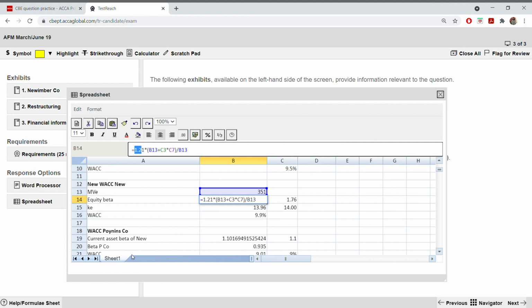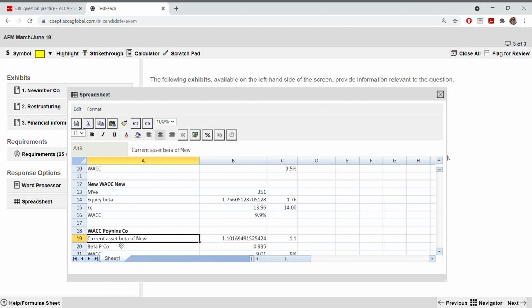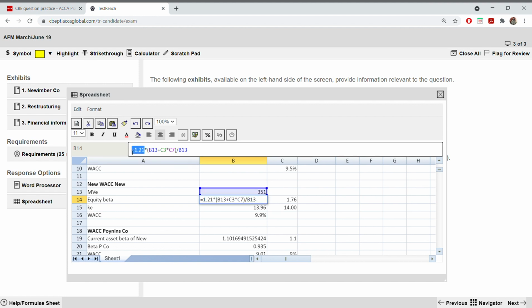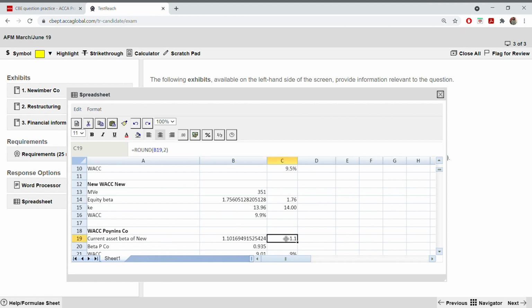So this was your asset beta. Okay. Asset beta is now 1.1. Before your asset beta was 1.21. Now your asset beta is 1.1. It fell down. It fell down means business risk reduced. That's why in the answer also you will see they didn't mention about business risk because it reduced.